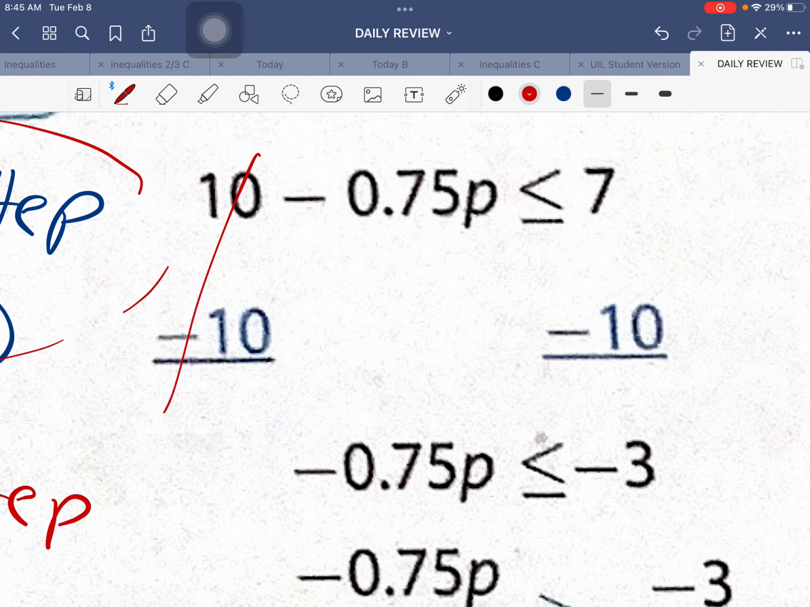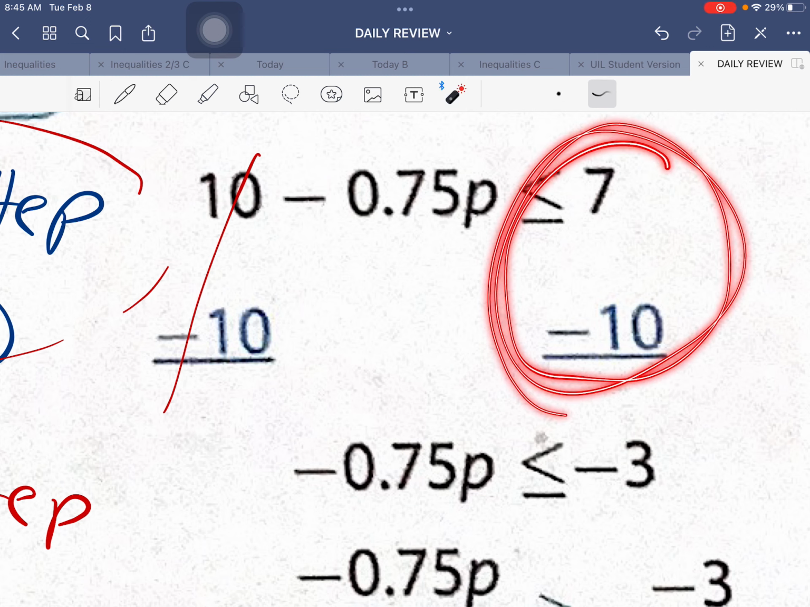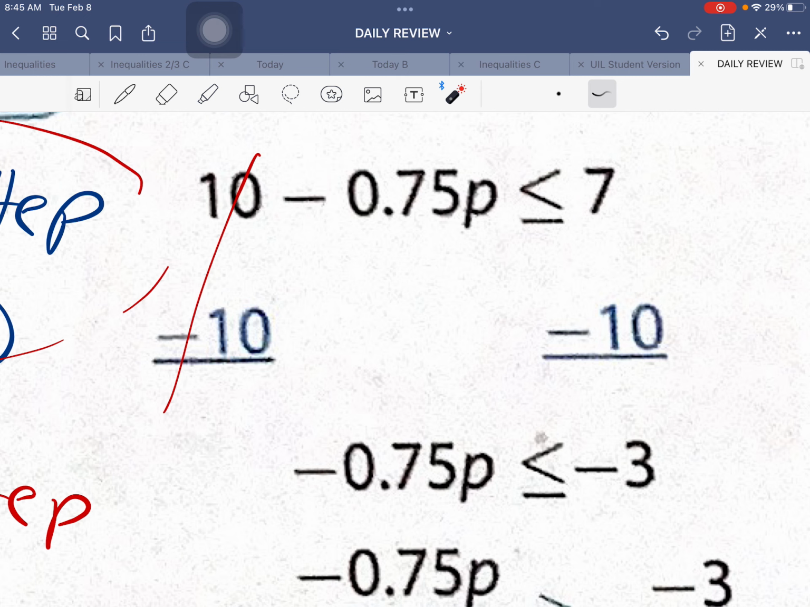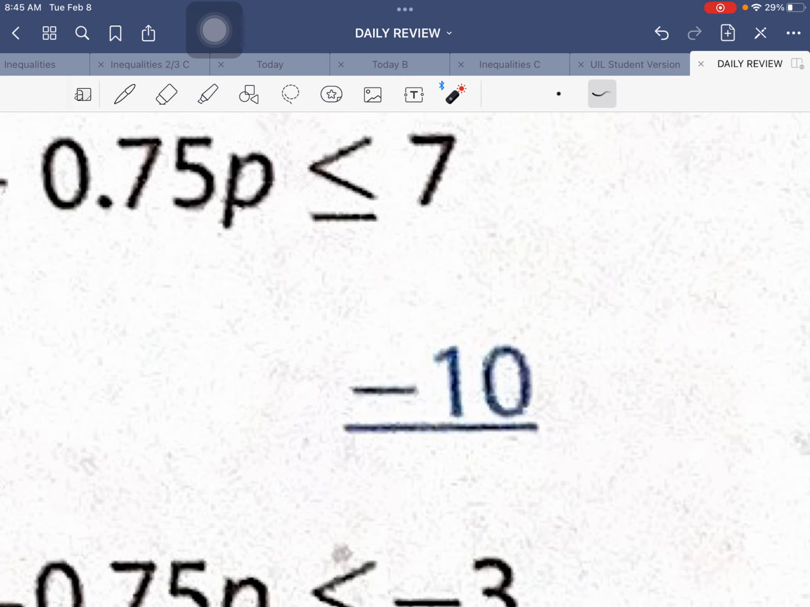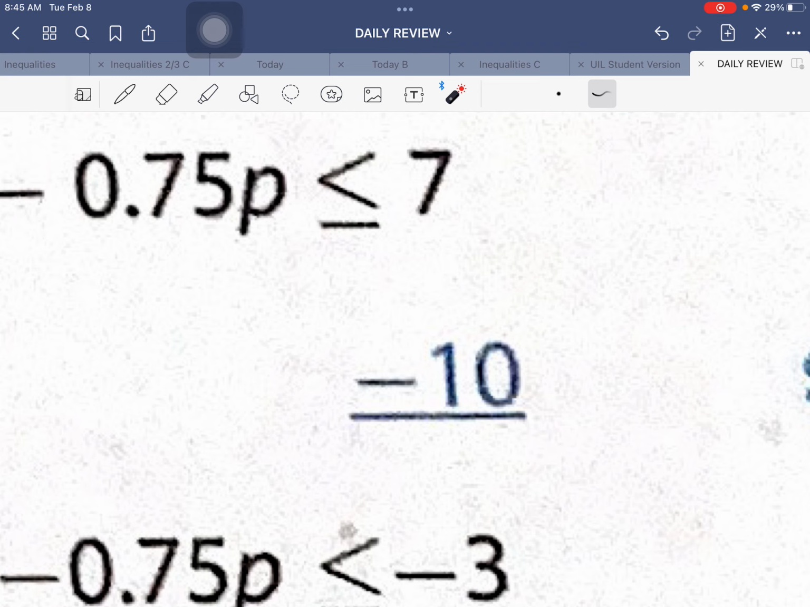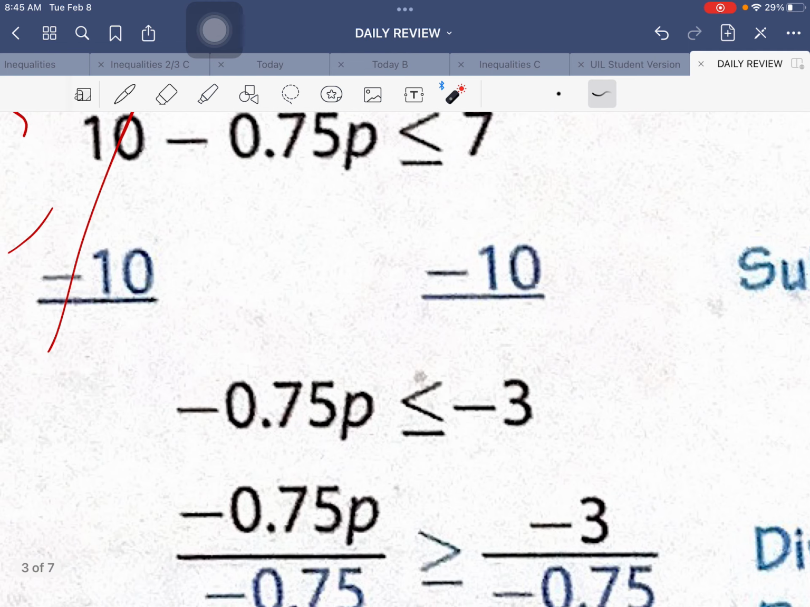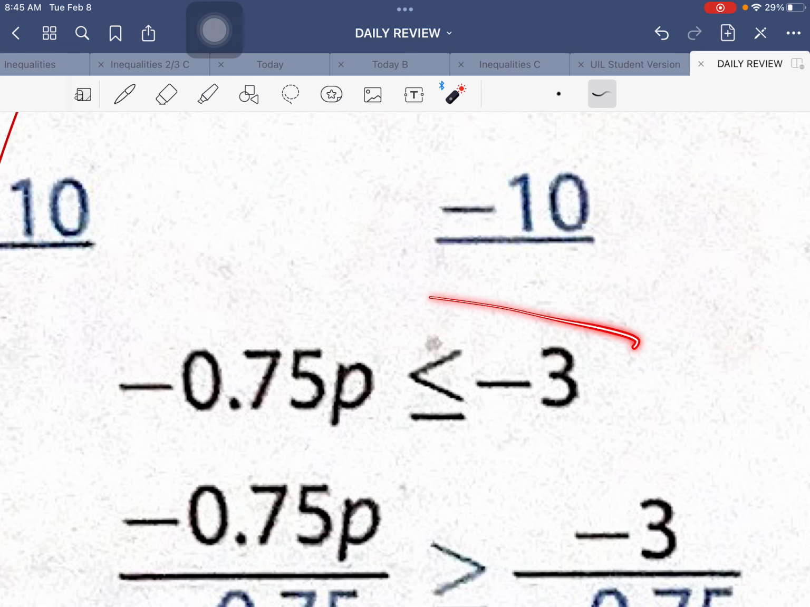Same sign or different sign? Different sign, because we're adding. Well, in a way, it is the same sign, but we're going to treat them as different signs. Different signs, what do you do? Subtract. What's 10 minus 7, guys? 3. Which one is bigger? 10. So it's negative 3. Now this is what we ended up with.